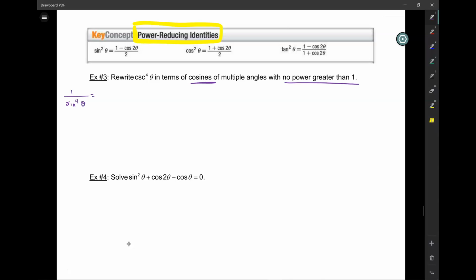Well, now you're saying, that's great, Miss Malikian, but we don't even have an identity for sine to the 4th. We have it for sine squared. You can do what? Square of a square, right? So why don't we do 1 over sine squared theta, squared? That's still the same thing, no? Now, look at this.